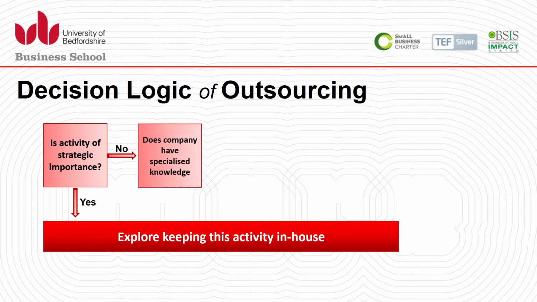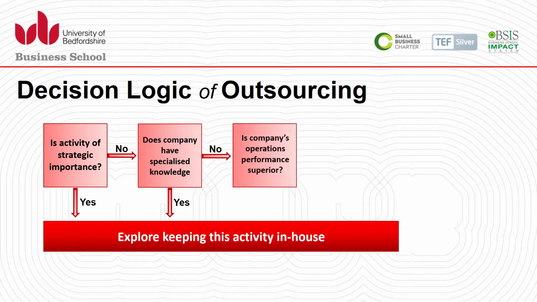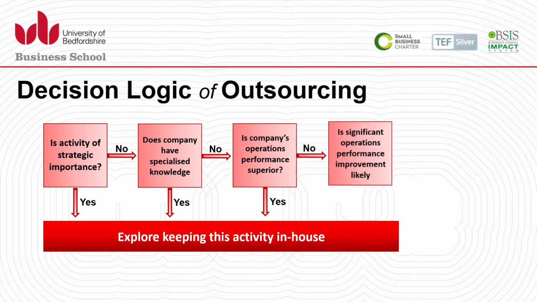But again, there's another question. Does the company have specialist knowledge in the area before they consider outsourcing? If the answer is yes, then we have to do it in-house. If the answer is no, then we have to consider taking this task or activity in partnership with a third-party provider. But there's one more question to consider. Is the company's operation performance superior, in a niche market, or is it one of the key competitive advantages for the organization? If the answer is yes, we have to do it in-house. If the answer is no, then we can consider going into partnership.